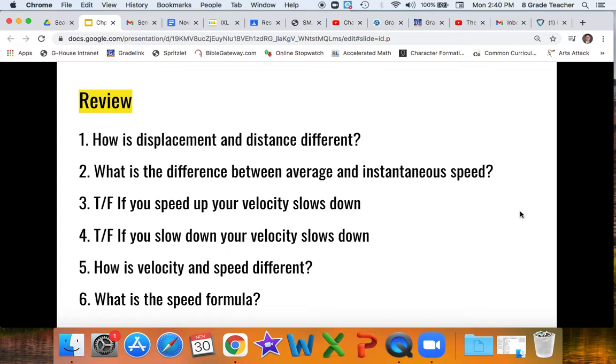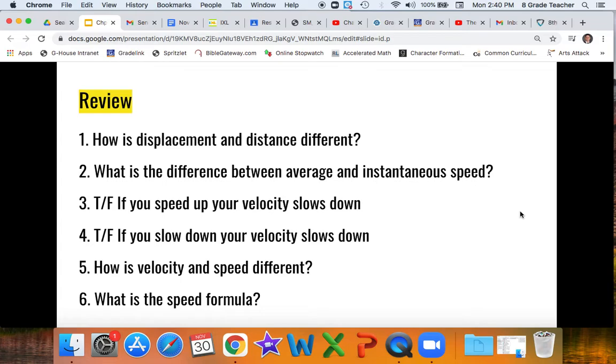Number 3, true or false? If you speed up, your velocity slows down. False. Speed and velocity are directly related to each other. In fact, you could say that they're the same in a way, in which velocity includes the direction in which that speed is taking place. Number 4, true or false? If you slow down, your velocity slows down. That is true. If your speed is slowing down, your velocity is slowing down as well.